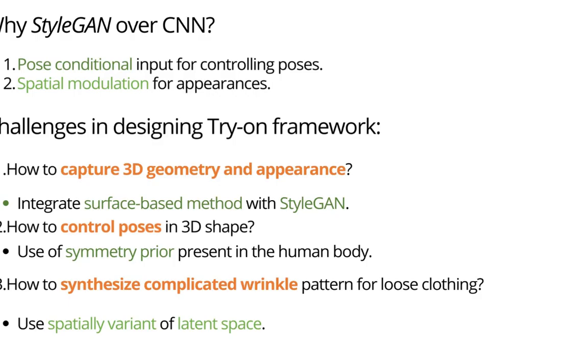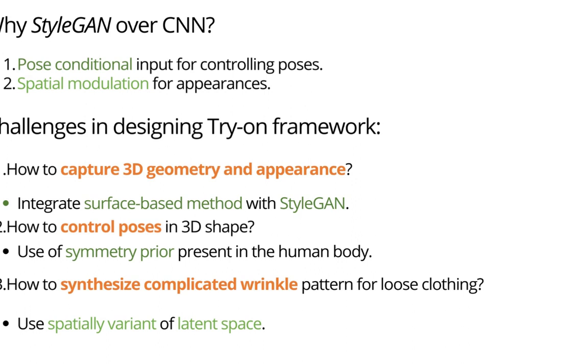Why StyleGAN over CNN? Rendering photorealistic human images is a particularly challenging task in traditional computer graphics pipelines. The proposed solution focuses on working with StyleGAN over CNN as it enables us to give: 1. Pose-conditional input for controlling the poses. 2. Varying spatial modulation for different appearances.